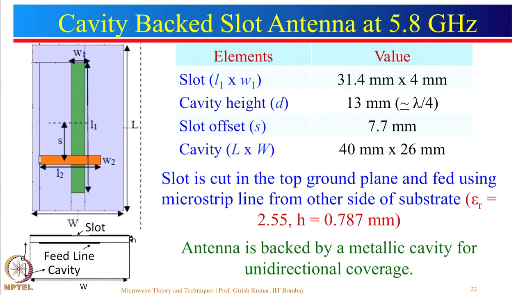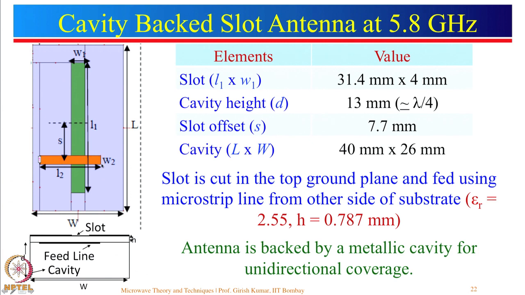Let's first think of a printed slot antenna which is cut in a metallic conductor. This color here shows metal. This one over here shows that a slot has been cut. This is on one side of the substrate, as you can see over here. The other side of the substrate actually uses a microstrip feed line. This is where input is given, and you can see that there is an open circuit.